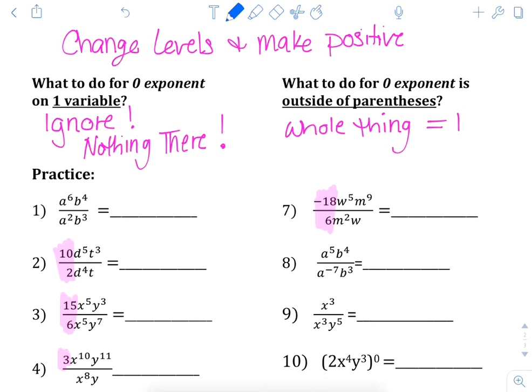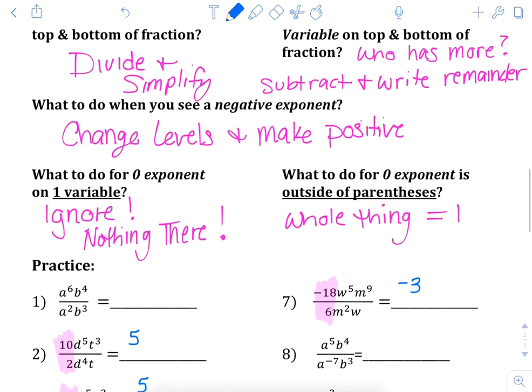On number 2, if I simplify that, I end up with 5. On number 3, if I simplify that, I end up with a fraction still. 15 over 6 can simplify. They're both divisible by 3, so I would get 5 over 2. Problem 4 wouldn't divide. 3 over nothing is just 3. There's an imaginary 1 there. Number 7, negative 18 divided by 6 is a negative 3. Nothing is changing about that rule. You're just dividing like normal. Okay, let's talk about the next part.